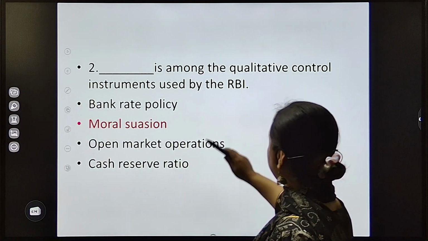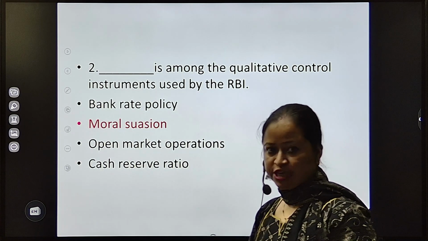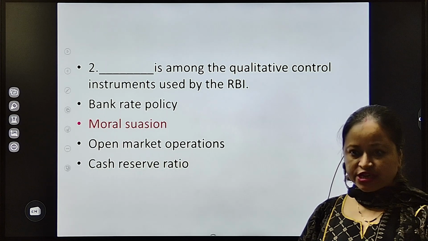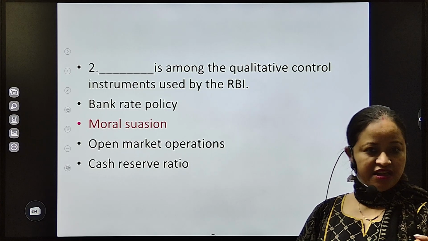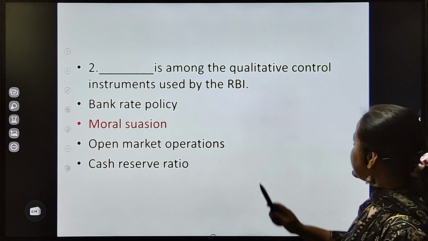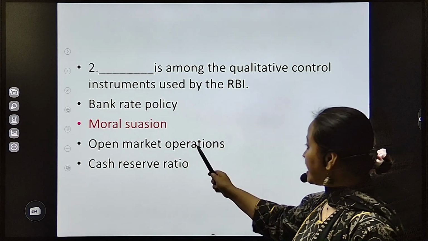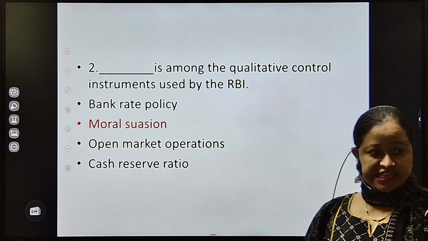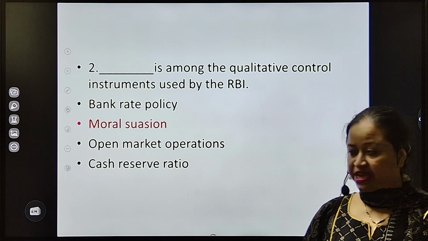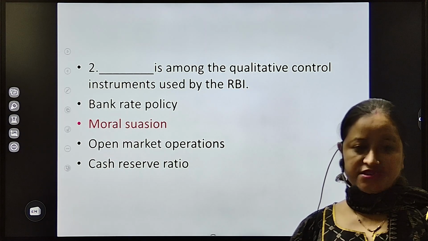Here is another question related to the credit control methods of RBI. There are 2 types of credit control methods, qualitative and quantitative. Bank rate is quantitative, as I have already told you. Open market operation is again a quantitative method of credit control of RBI, and CRR is also a quantitative credit control method.